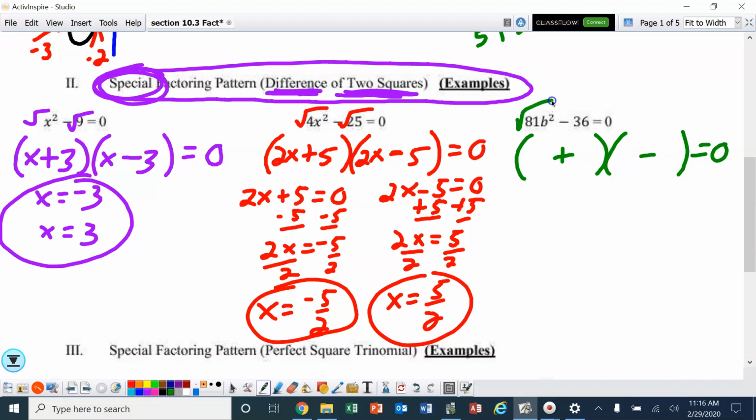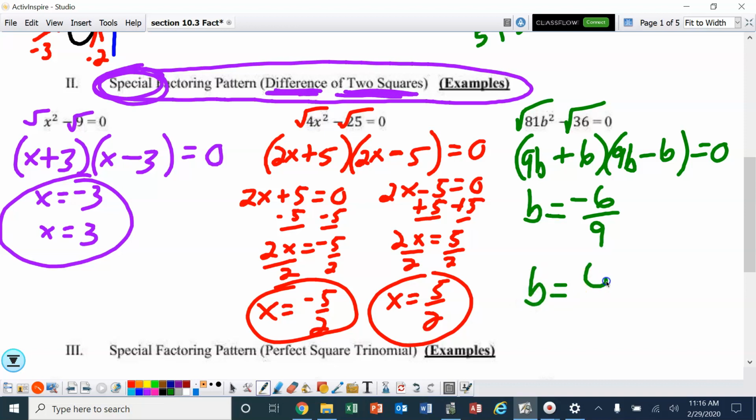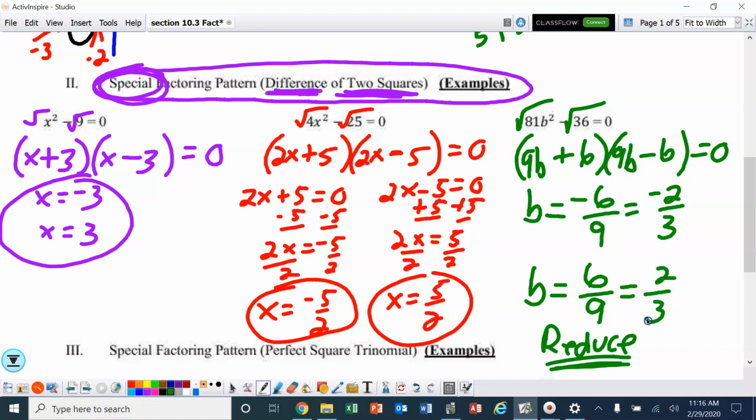Okay, here we go. Square root of that? Well, that would be 9b. Square root of that? That would be 6, and that would be 6. So b is going to be -6/9 and b is going to be +6/9. But you should notice these two can be reduced. So this becomes -2/3, and this becomes +2/3. Again, these are special. They're supposed to be easier. Difference of two squares.